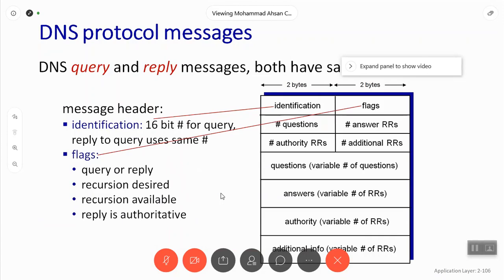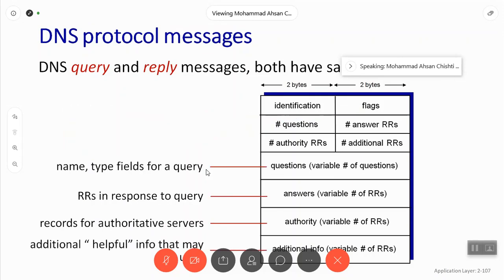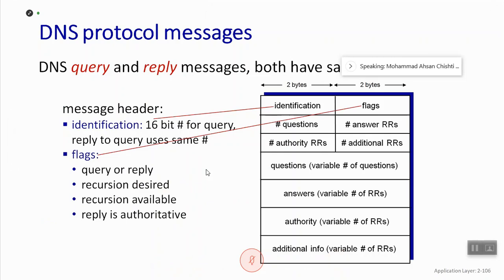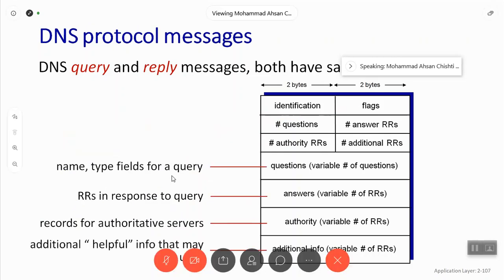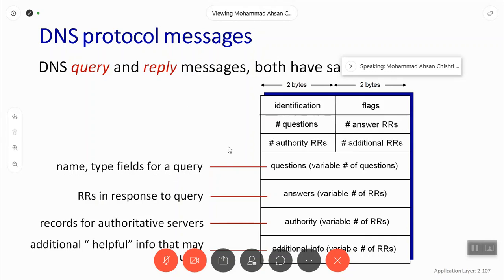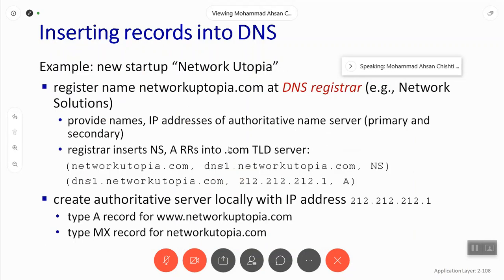The format here is given with a header as well as certain other fields with it. The header is given by the identification and flags. Then we have the questions, answers, authority, as well as additional records with respect to this.